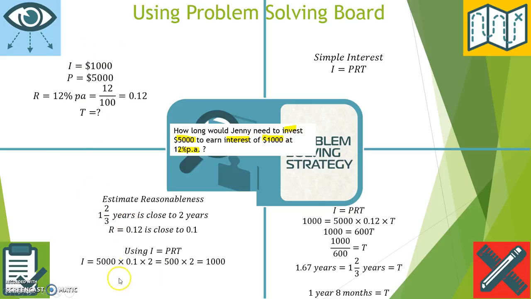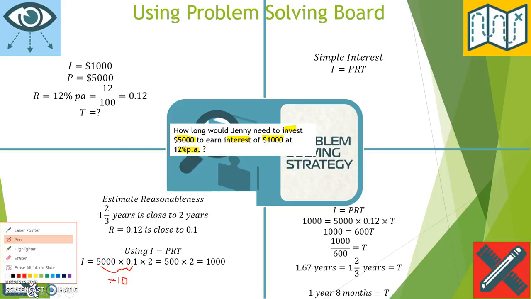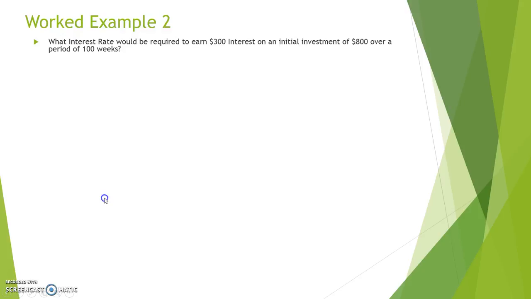So we substitute those in. 5,000 times 0.1 times 2. So dividing by 10 is the same as multiplying by 0.1. So this bit here is the same as dividing by 10, which gets rid of one of those zeros. So that's 500 times 2, which we can do in the head is $1,000, which matches that answer. So it seems that our answer is reasonable. So that's our first example. Let's look at another example.